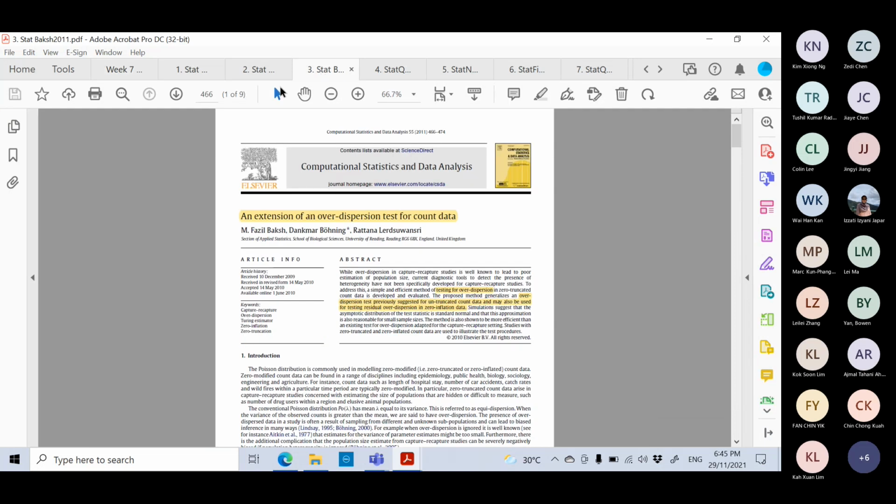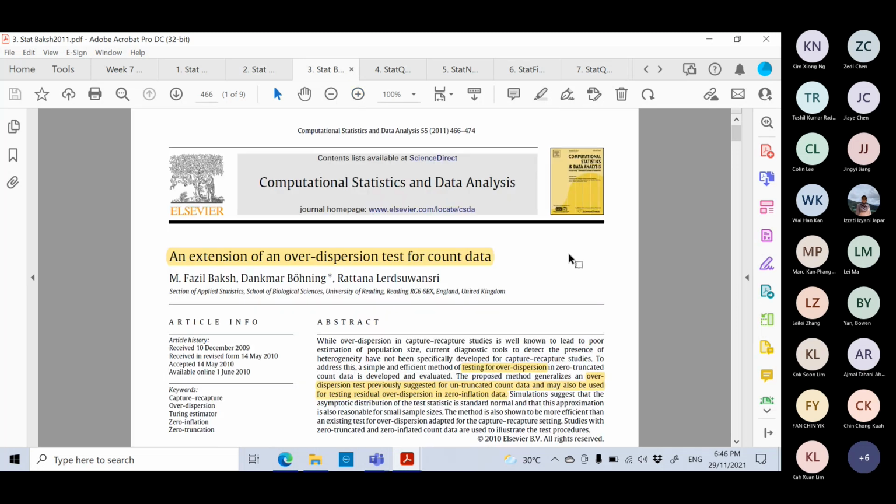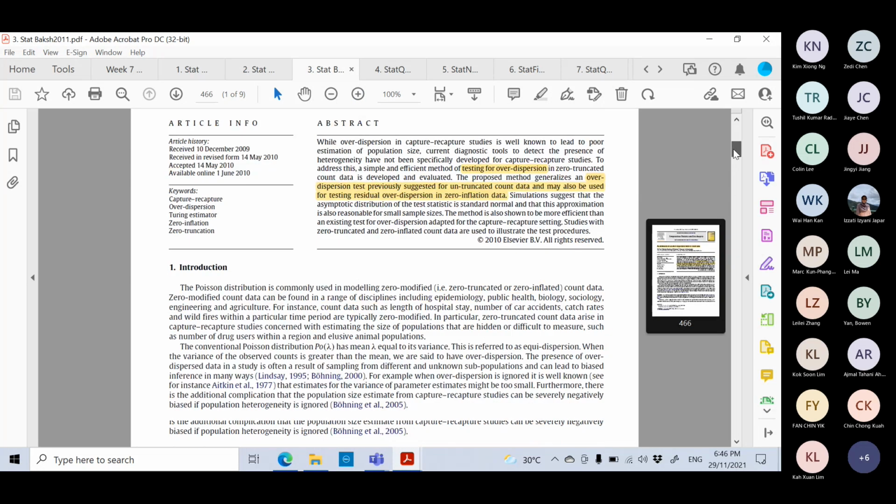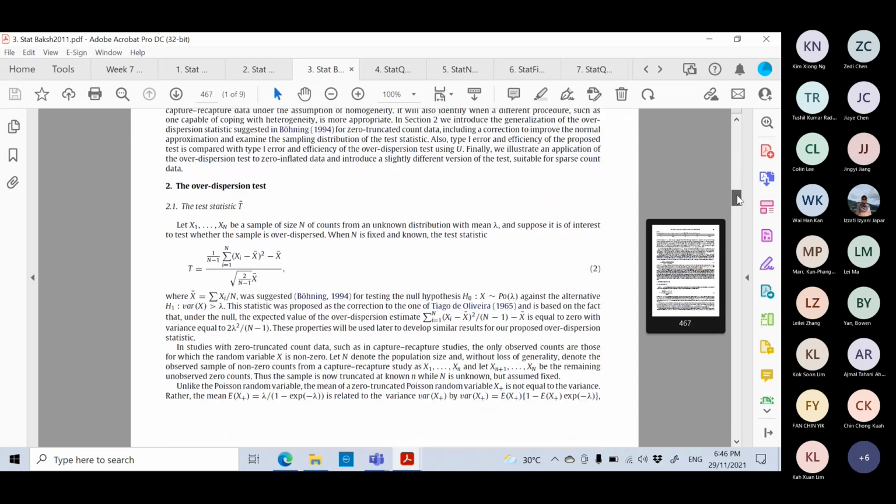Okay. So this paper was published in Computational Statistics and Data Analysis. Okay. So of course they want to test whether there is over dispersion. Okay. So what they propose is a hypothesis test. In fact, the test was given by the following one. In fact, this one is the default one. Then after that, they try to improve it. Then they have an extension of their test.